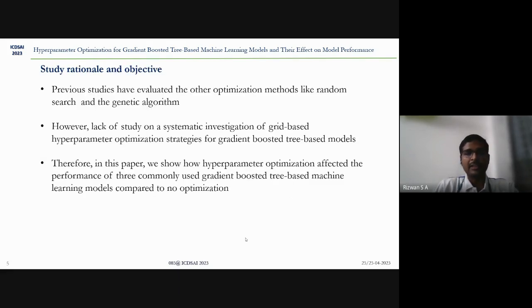A lack of a systematic investigation of grid-based hyperparameter optimization strategies led me to do this work in this paper. The objective was to show how hyperparameter optimization affected the performance of three commonly used boosted tree machine learning models compared to no optimization methods.